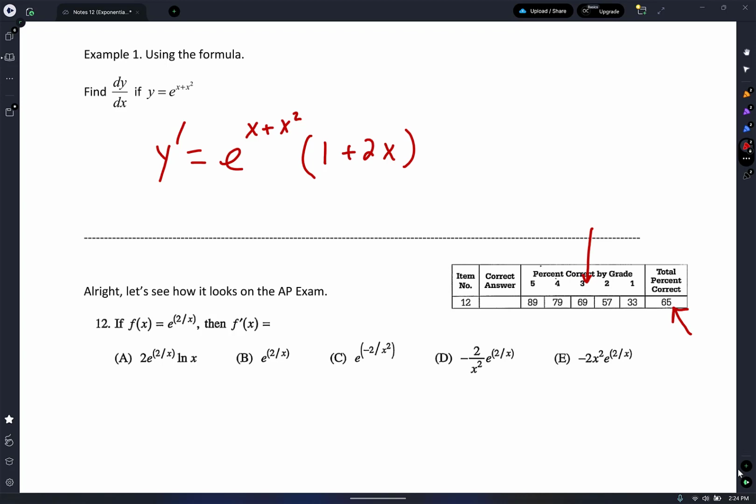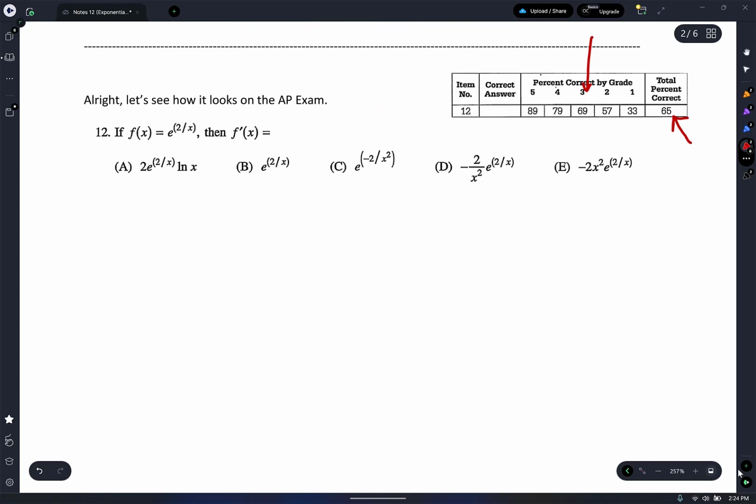Do you guys want to take 2 minutes to see if you guys can figure it out on your own? And it's okay if you get it wrong. We're just getting started. So give it a shot.